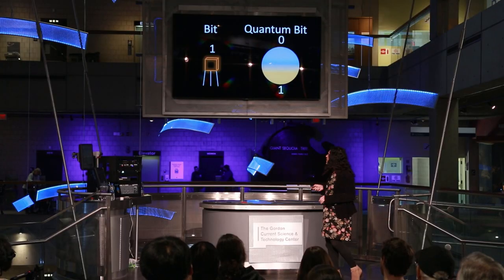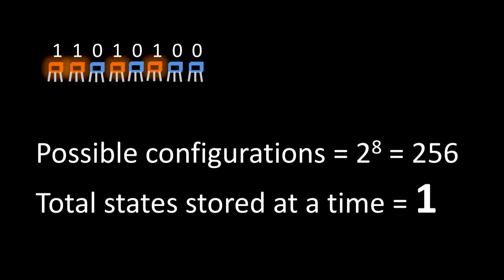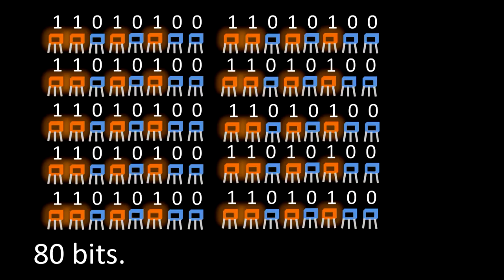To see why that's useful, let's think about having eight normal bits. We usually call that a byte. Now, how many states can this byte store at a given time? Well, there are 2^8 possible configurations of this byte, but at any given time, it can only be in one state. What's the state that it's in right now? Well, it's storing 1101100. What about if I have more bits? Say I have 80 bits. That's got 2^80 possible configurations, but again, at any given time, the number of states it's storing is one.